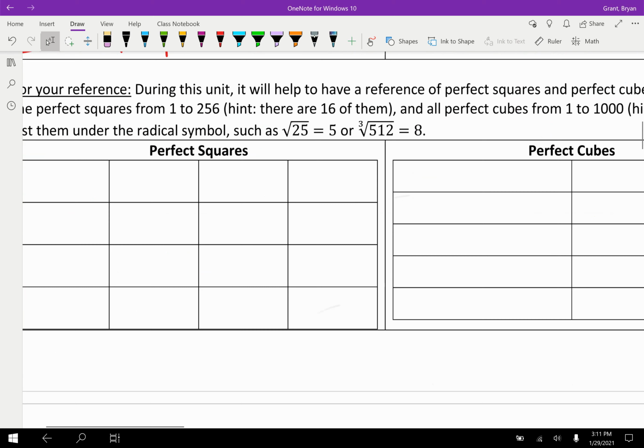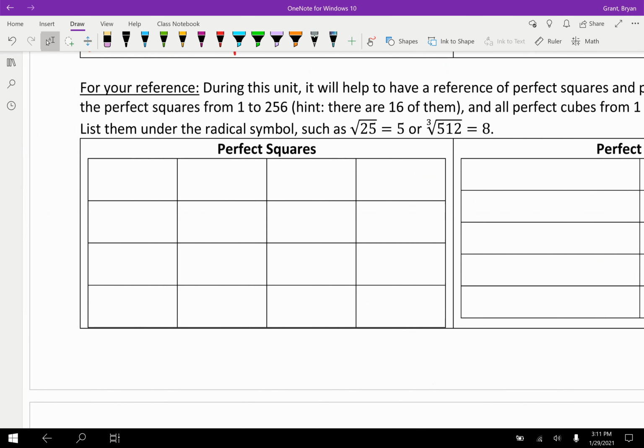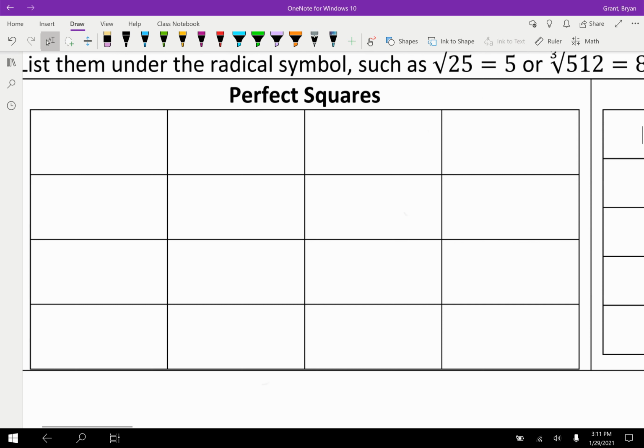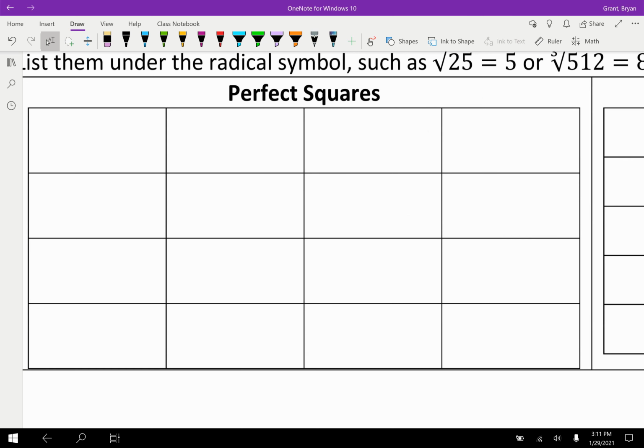So let's take a peek at that. During this unit, it is really going to help you to have a list of all of your perfect squares and maybe even some perfect cubes. We're just going to focus on squares today, but I think cubes is a nice bonus for you to have. So what we'd like you to do is to fill out this chart of perfect squares.